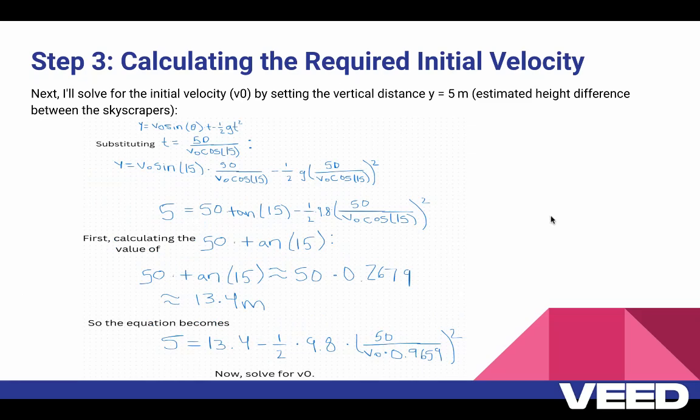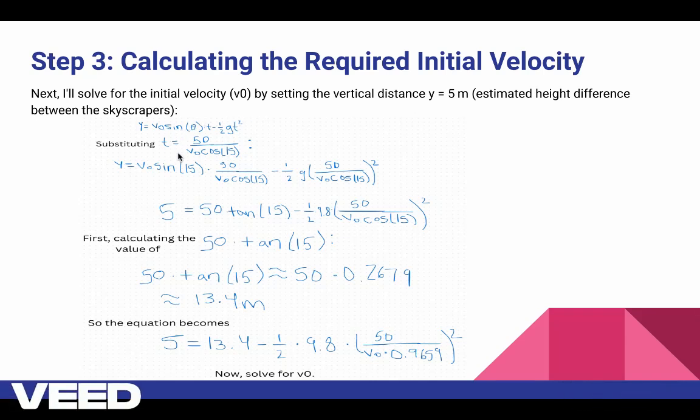Now step 3, calculating the required initial velocity. Using the equation that we got in the previous slide, I'm going to solve for the initial velocity by setting the vertical distance y equals 5 meters, which is the estimated height difference between the skyscrapers. As shown in the slide previously, I substituted my time and simplified and got this equation. And then I put 5 in for my value of the vertical distance.